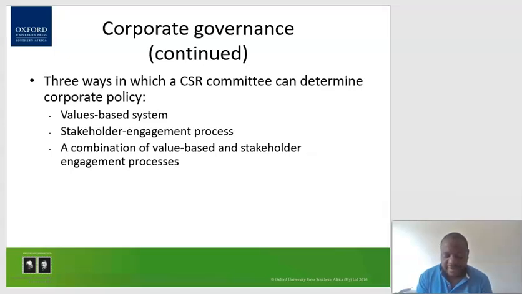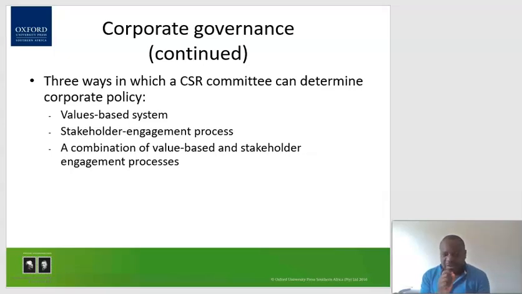I can refer you to page 163 of the prescribed textbook, where the values-based system is described as a process whereby CSR policy, or corporate social responsibility policy, is aligned with the company's own vision, mission, values, and guiding principles. So it is these values that are then used to determine CSR activities. If they are to engage in corporate social responsibility activities, it will be in line with the values, vision, mission, and guidelines of the organization. So they would stick to the values of that particular organization.